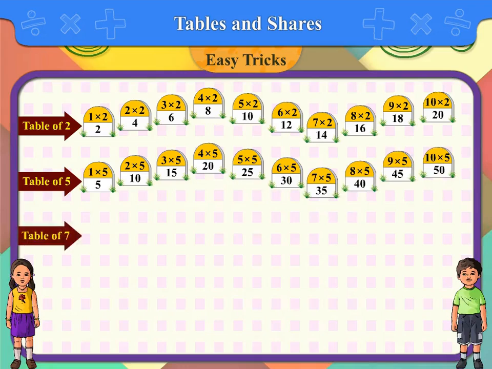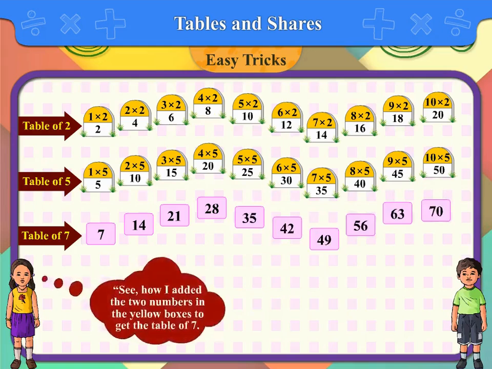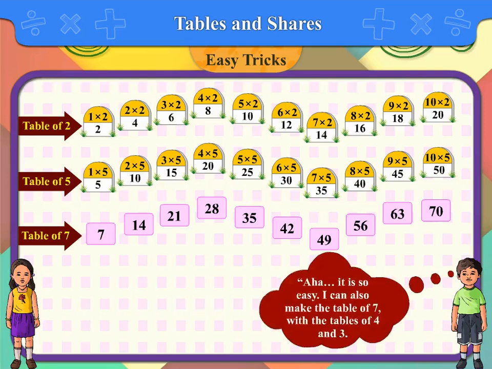Now, see the table of 7. 7, 14, 21, 28, 35, 42, 49, 56, 63, 70. Guddu says, "See how I added 2 numbers in the yellow boxes to get the table of 7." Bunty says, "Aha! It is so easy. I can also make the table of 7 with the table of 4 and 3."